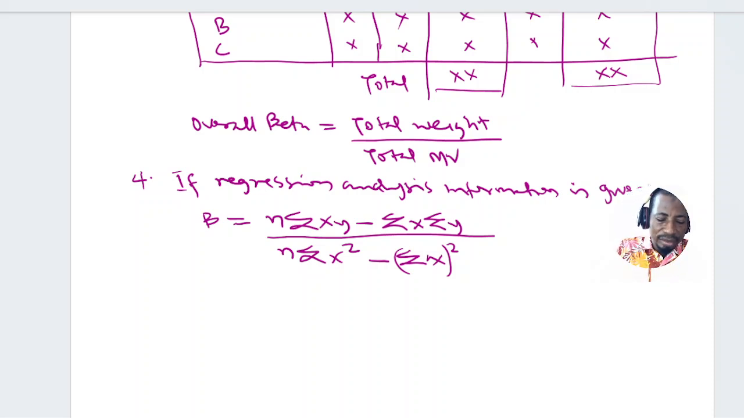And finally, the fifth formula that can be used to compute beta value is where you are given excess return on security and excess return on the market.